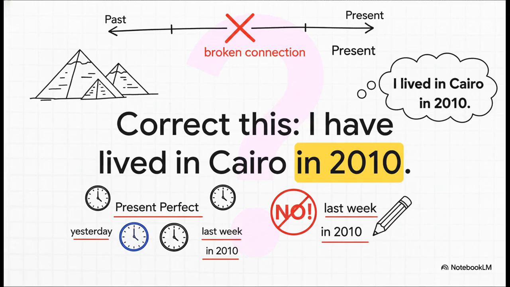And for our very last question, let's bring it all home. Let's apply the biggest rule we learned today. How would you correct this sentence, "I have lived in Cairo in 2010"? The key is that phrase, in 2010. That is a finished, specific time in the past. The bridge to the present has been broken. So you must use the past simple. I lived in Cairo in 2010.